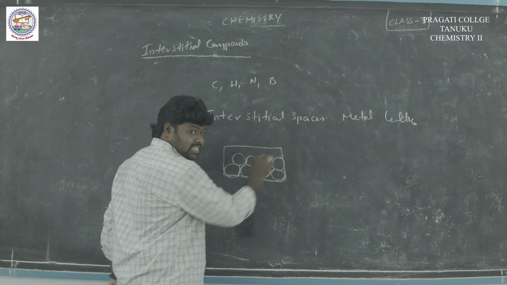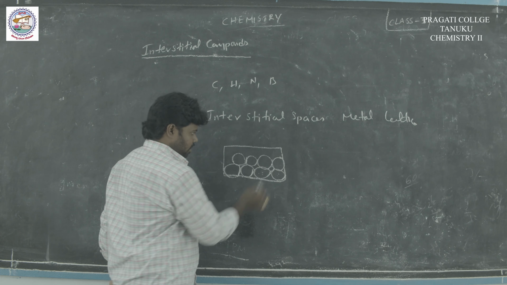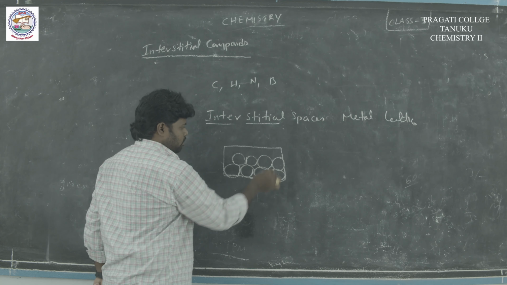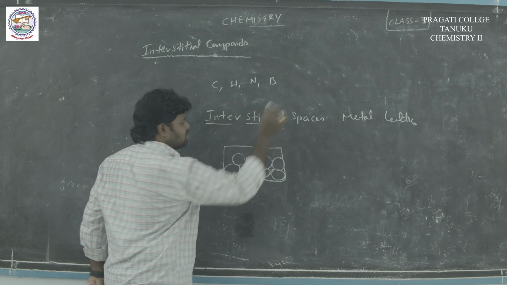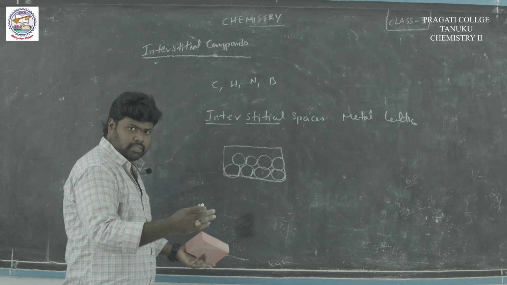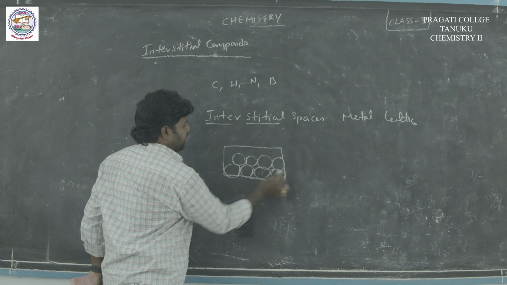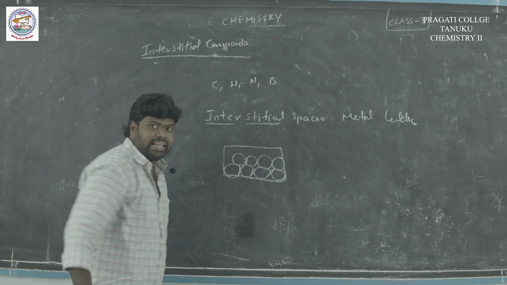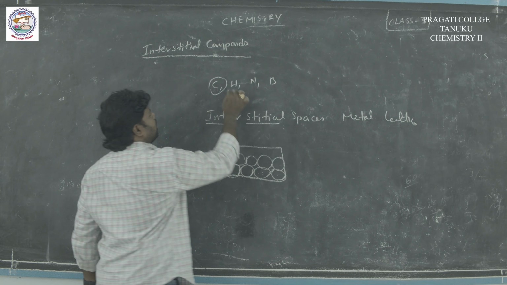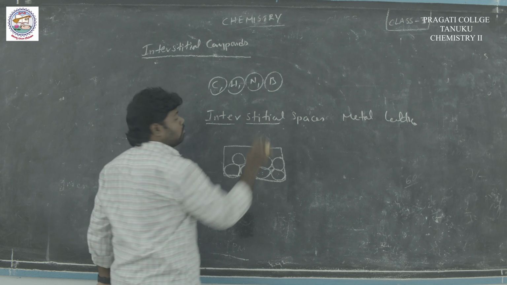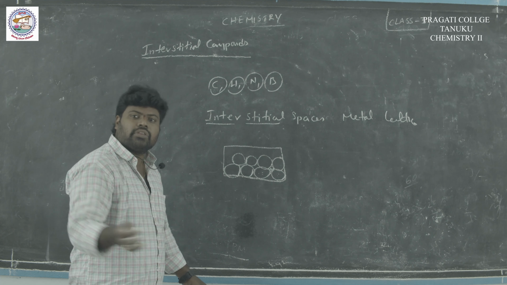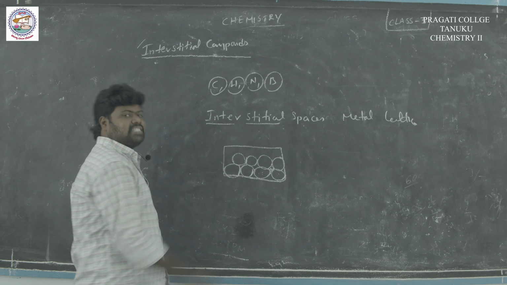So in a crystal lattice, the spaces are available. These spaces are called interstitial spaces. Space means a hole. These holes are called interstitial, that means in between the two metal atoms. In these interstitial spaces, a small atom like carbon, hydrogen, nitrogen or boron, any one element, occupies these spaces and forms a compound. Those compounds are called interstitial compounds.